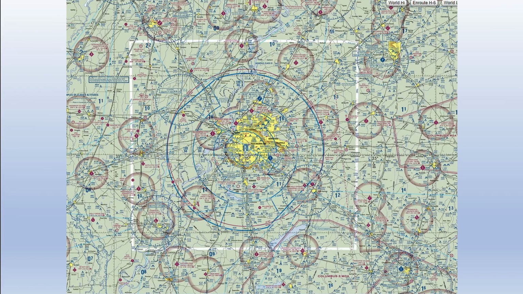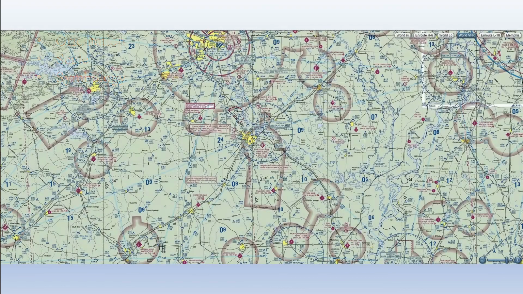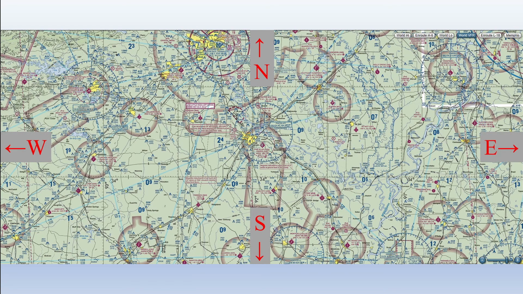Now let's talk about how to read these charts. In order to be able to read any map, you need to know three things: orientation, scale, and symbology. Orientation is pretty straightforward. On most aeronautical charts, north is always up, or towards the top of the map, south is always down, or towards the bottom, west is on the left side, and east is on the right side.